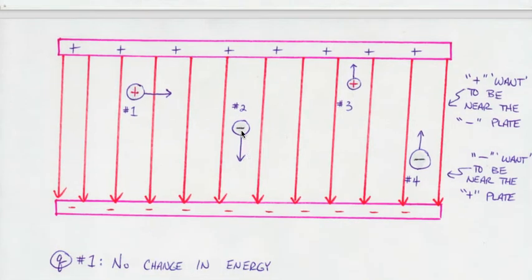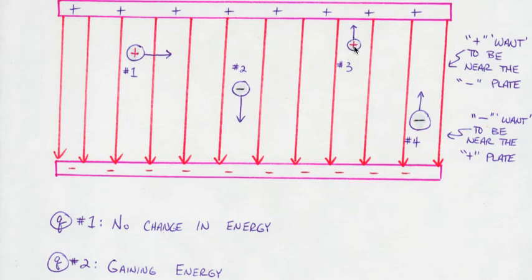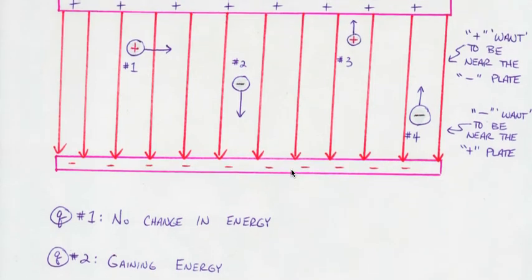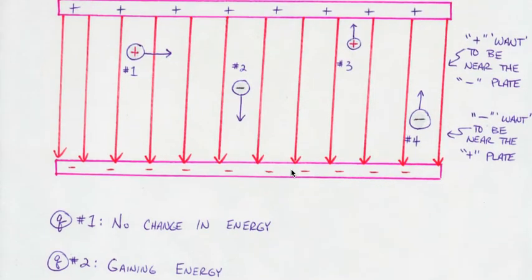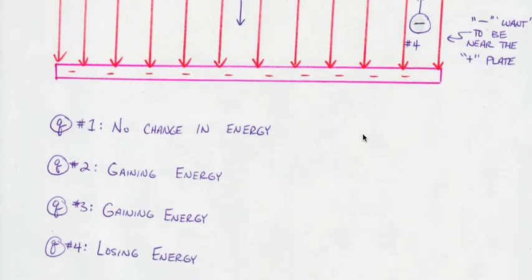Charge number 2 is negative and is being forced to be moved towards the negative plate. We know that that is not what it wants to do. Negatives do not want to be near other negatives. Therefore, that charge is gaining energy. Charge 3 is positive. It's being forced near the positive plate. Therefore, it is also gaining energy. Things that are forced to do what they don't want to do will gain energy. And last, charge number 4 is negative. It's being moved towards the positive plate. A negative would like to be near the positive. Therefore, that charge is losing energy.